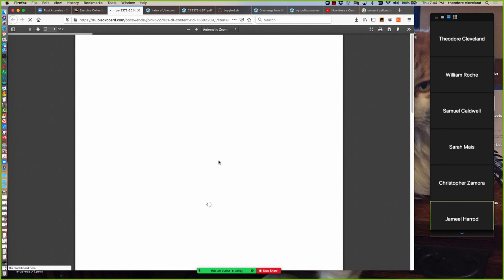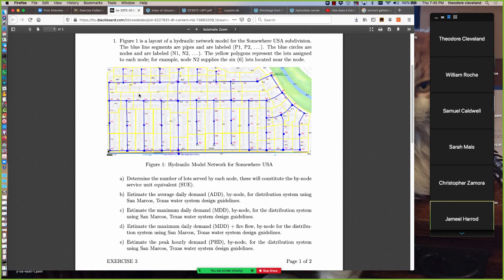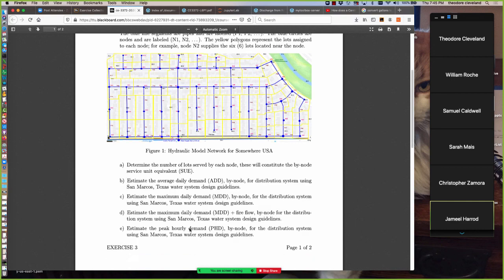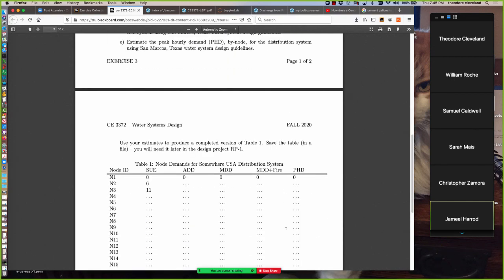So this exercise, you're going to estimate water demand for each of the nodes, because it's not loading very fast. So this node, for instance, where the cursor is, supplies that house, that house, that house, that house, and that house. So it supplies 5 houses using these different definitions of demand from the readings, and essentially populate this table.